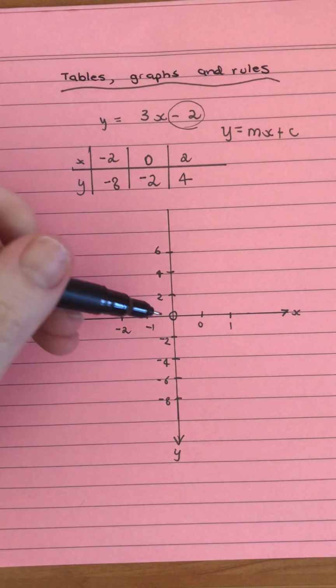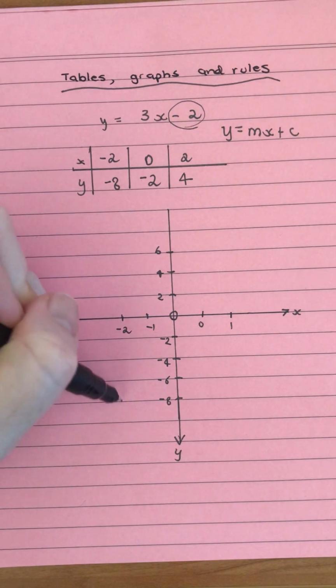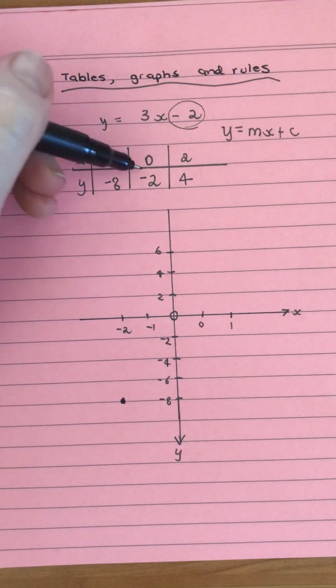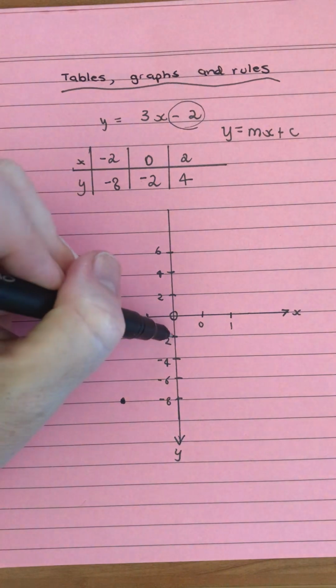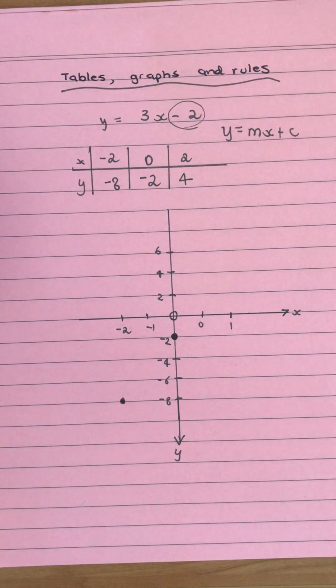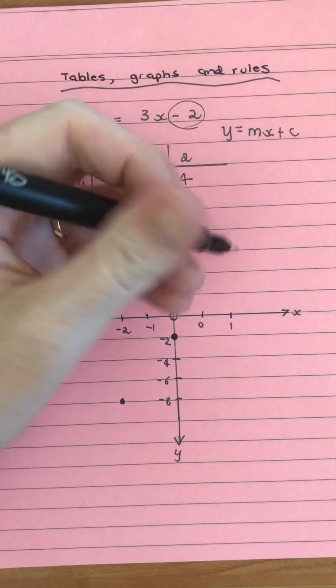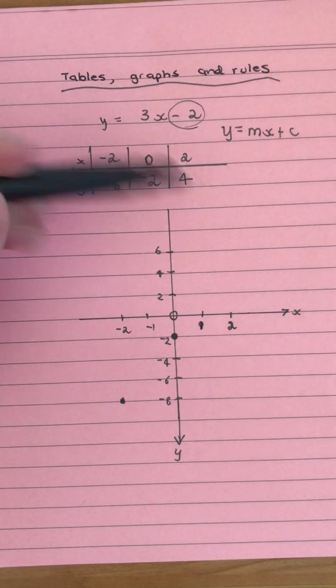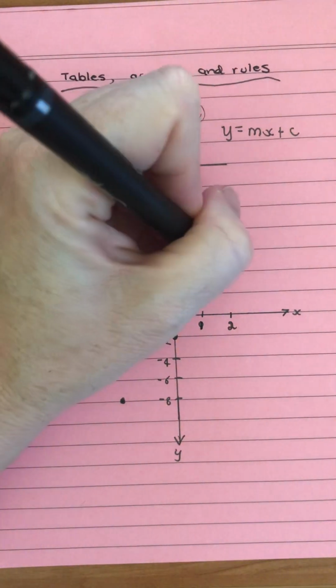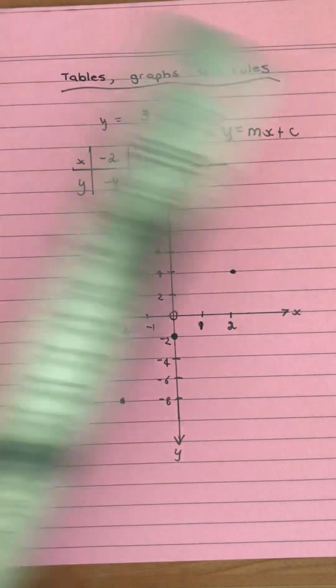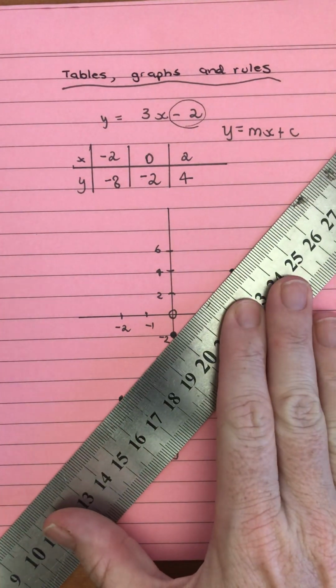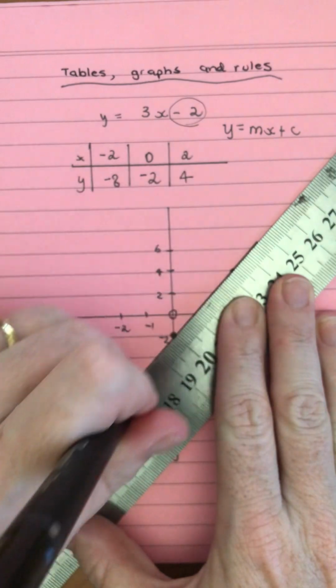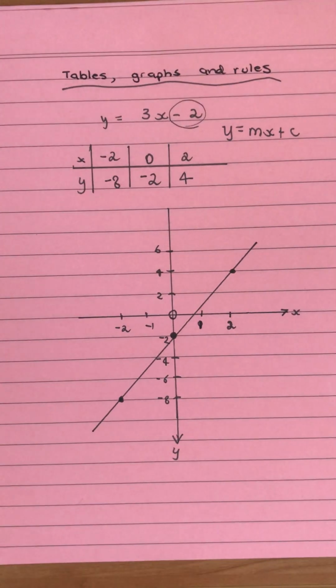So -2, -8, I'm going to go across to -2, down to -8. For 0, -2, that's where it's crossing the y-axis, 0, -2. And then, oh, and I've labelled this wrong here, 1, 2. So then I've got 2, 4 is going to pop over there. When I join that up, we'll see that that forms a straight line.